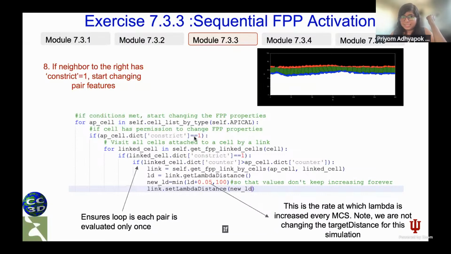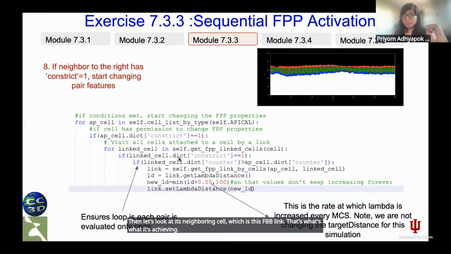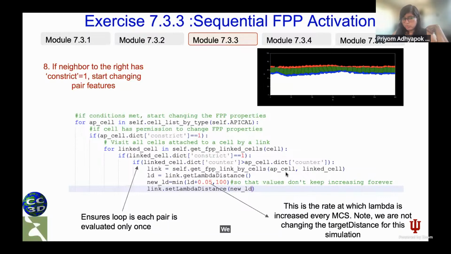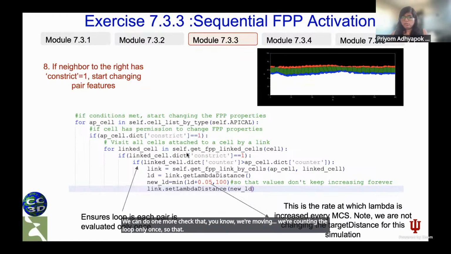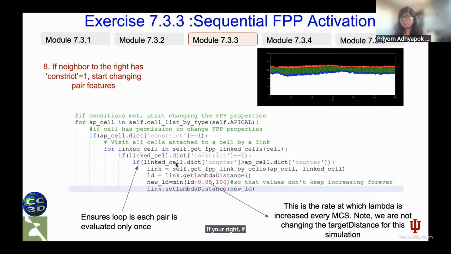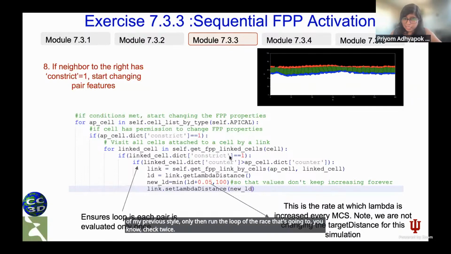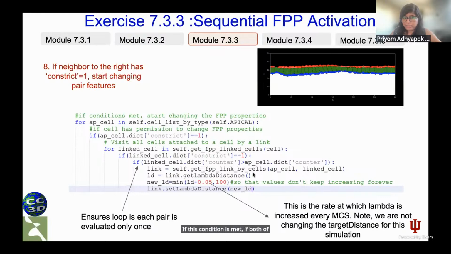If the cell has a tag of 1, then let's look at its neighboring cell, which is this FPP link. That's what it's achieving. So if the neighboring tag also is able to constrict, we can do one more check that we're counting the loop only once, so that if your neighbor cell is to the right of my previous cell, only then run the loop. Otherwise, it's going to check twice. If this condition is met, if both of them have these activated permissions, let's start changing our FPP properties.